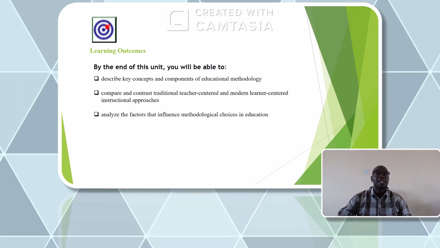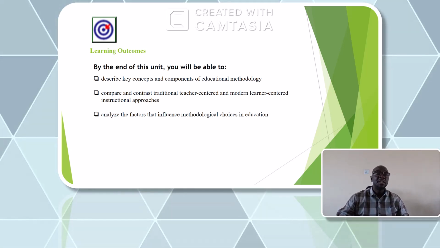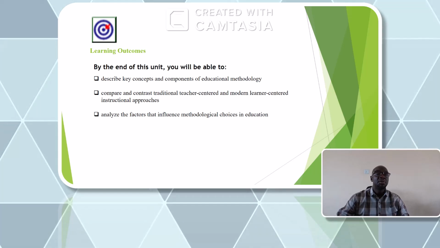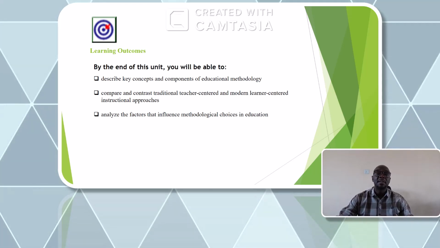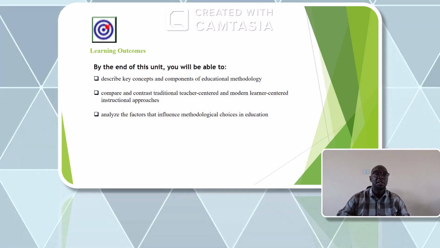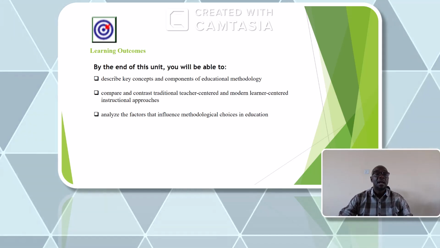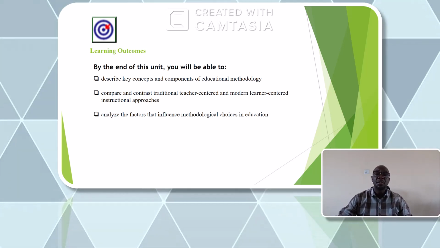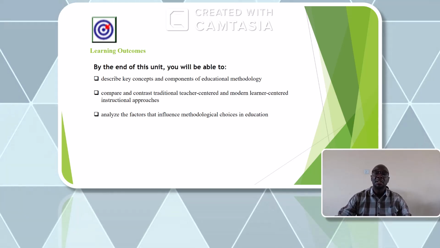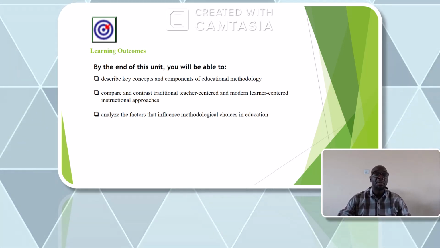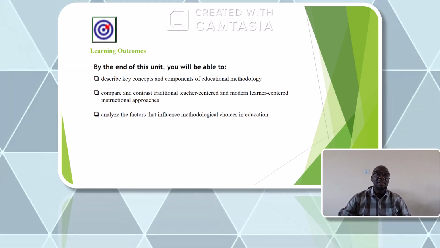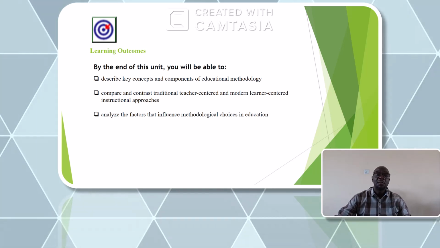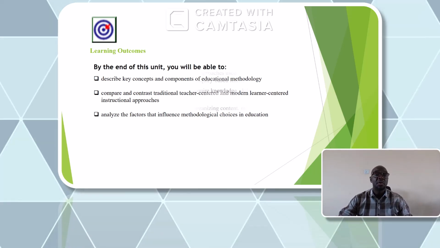Now let's look at the learning outcomes. By the end of this unit, you will be able to: 1. Describe key concepts and components of educational methodology. 2. Compare and contrast traditional, teacher-centered, and modern, learner-centered instructional approaches. 3. Analyze the factors that influence methodological choices in education.